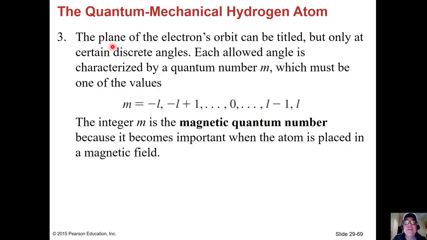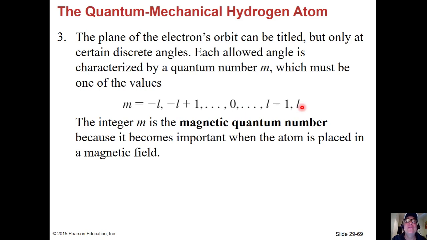The plane of an electron's orbit can be tilted, but only at certain discrete angles. So each allowed angle is characterized by another quantum number called m, and this is the magnetic quantum number. And this depends on l. So it builds and builds. We know what n can be, now we know what l could be, it's n minus 1, etc. And then we've got another one here called the magnetic quantum number, which ranges from negative l to 0 up to positive l.